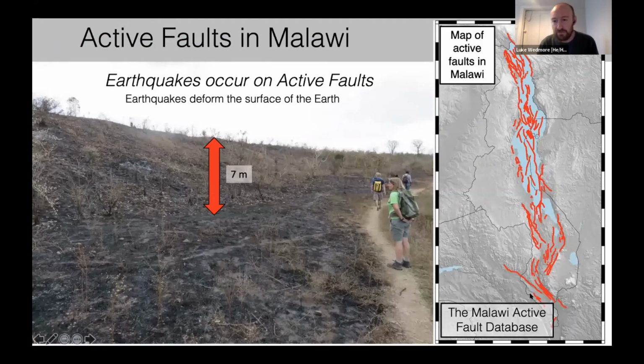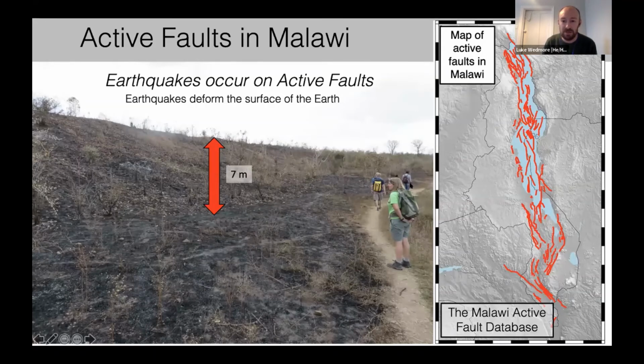And so just to reinforce the importance of mapping the active faults, and I realize there's a wide range of expertise in this webinar, the really key point is that earthquakes occur on active faults. So if we know where the active faults are, we should in theory know where the earthquakes in the future are likely to occur. And we can map these active faults because earthquakes deform the surface of the earth. And so this is a nice example of one of the new faults that we mapped in Malawi. No one previously had known the existence of this.